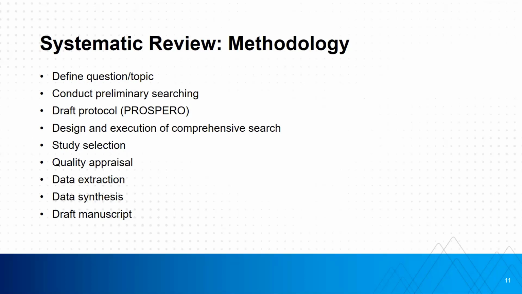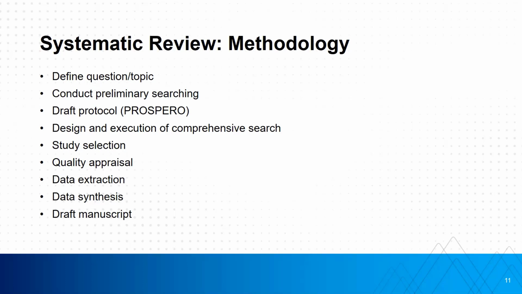The second reason for conducting preliminary searching is to make sure that there's actually literature on your topic. So you can have a really great question, but if no one has published any primary studies on it, you can't synthesize them. There's just, you can't do anything with them. If there's only one, you can't do a systematic review on that. So there needs to be a sufficient amount of literature that you can actually put through the systematic review process. So those two things are important to check for.